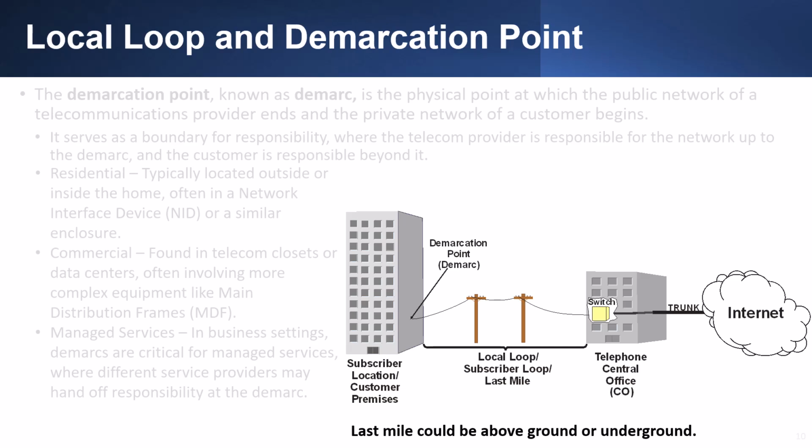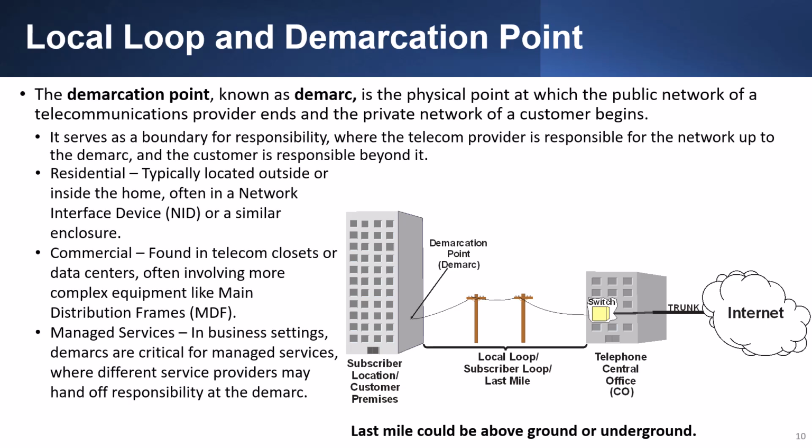The demarcation point, known as demarc, is the physical point at which the public network of a telecommunications provider ends and the private network of a customer begins. It serves as the boundary for responsibility where the telecom provider is responsible for the network up to the demarc and the customer is responsible beyond it.